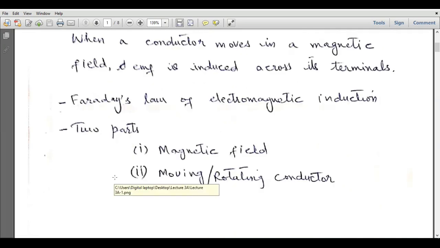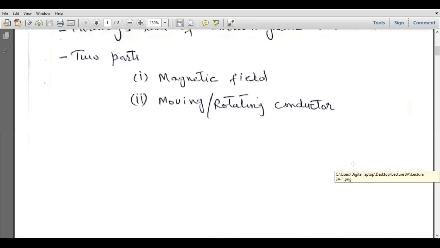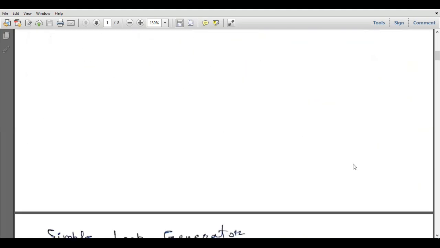It has two requirements. First of all, we need the magnetic field, right? The magnetic field is an essential component of a DC generator, and we must have a conductor which is continuously moving or rotating in the presence of the magnetic field. These two components are essential, and after having these two aspects in the DC machine, we will have induced EMF at the terminals of the DC generator.